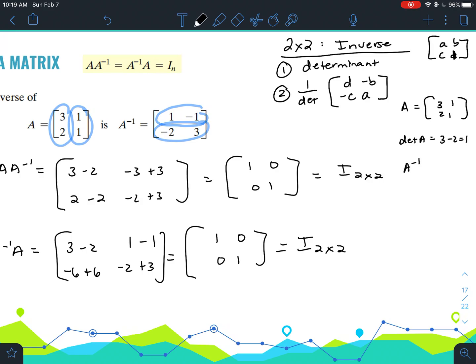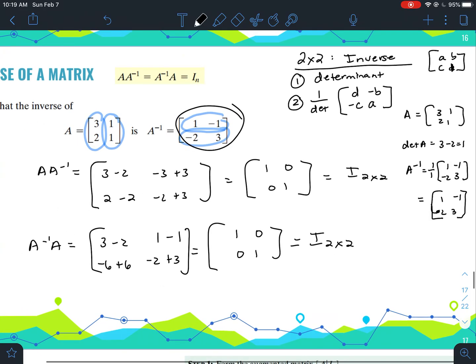So the inverse of matrix A would be 1 over the determinant, then switch around the first diagonal, so 1 and 3, and then make the second diagonal negative. If you multiplied that out, you would get 1, negative 1, negative 2, 3. And notice that is exactly what we found the inverse of matrix A to be. So that is how you can find the inverse of a 2 by 2 matrix. Find the determinant, take 1 over the determinant, and then take your original matrix, flip-flop the first diagonal, and make the second diagonal negative.